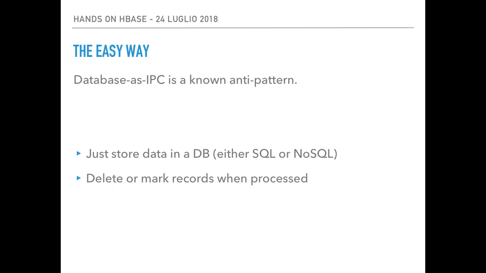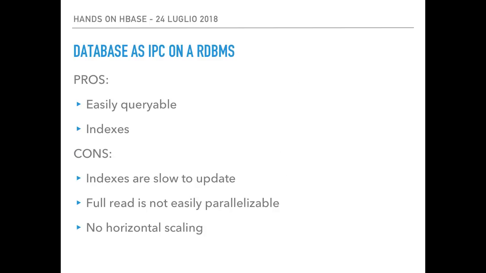And so the easiest way to implement it is to apply an anti-pattern, that's databases IPC. And what you usually do in this case, and actually what you shouldn't be doing because it's an anti-pattern, is just store records in a database and read them from your batch processes, and when you have processed them, you just mark them or delete them. And it has some pros because it's a table on a database, so it's queryable. You can have indexes on them, so if you have multiple columns you want to filter on, you can do it easily. But you have also downsides.